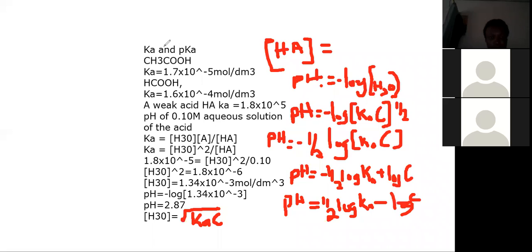So let me boldly write it here. We can see that our pH can be written as half log Ka minus half log C. Please, this one is half, there's half here.